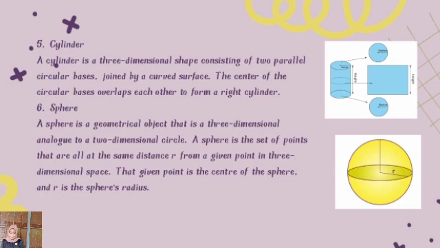Next, number 6. Sphere. A sphere is a geometrical object that is a three-dimensional analog to a two-dimensional circle. A sphere is the set of points that are all the same distance r from a given point in three-dimensional space. That given point is the center of the sphere and r is the sphere's radius.